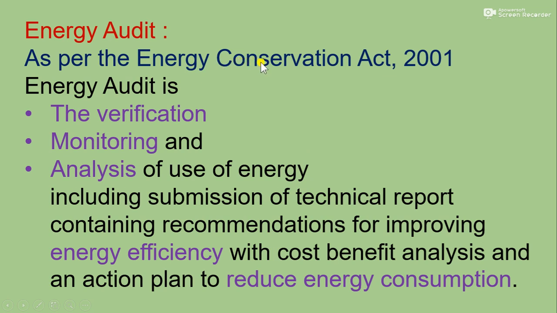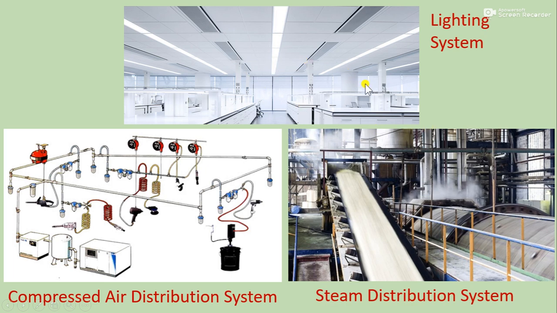So as per the Energy Conservation Act, energy audit has three parts. First is verification, second is monitoring, and third is analysis of use of energy. So for that we will see the next slide. So here, for example, different industries in which a lighting system is there, a compressed air distribution system, and in case of a sugar industry, a steam distribution system is here. So here are the areas where energy is consumed.